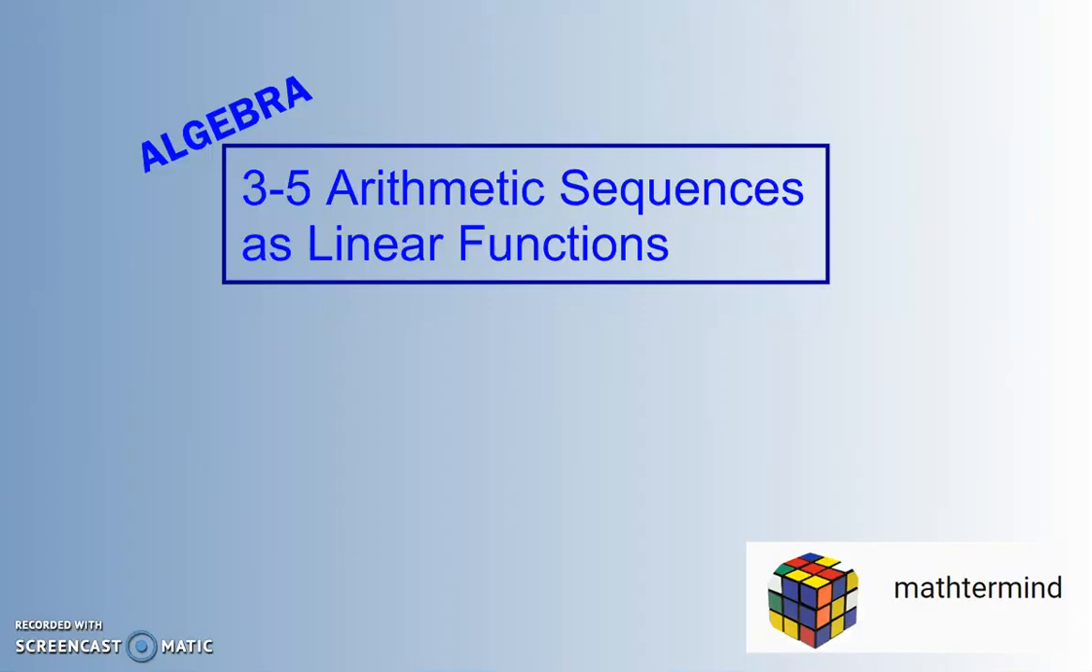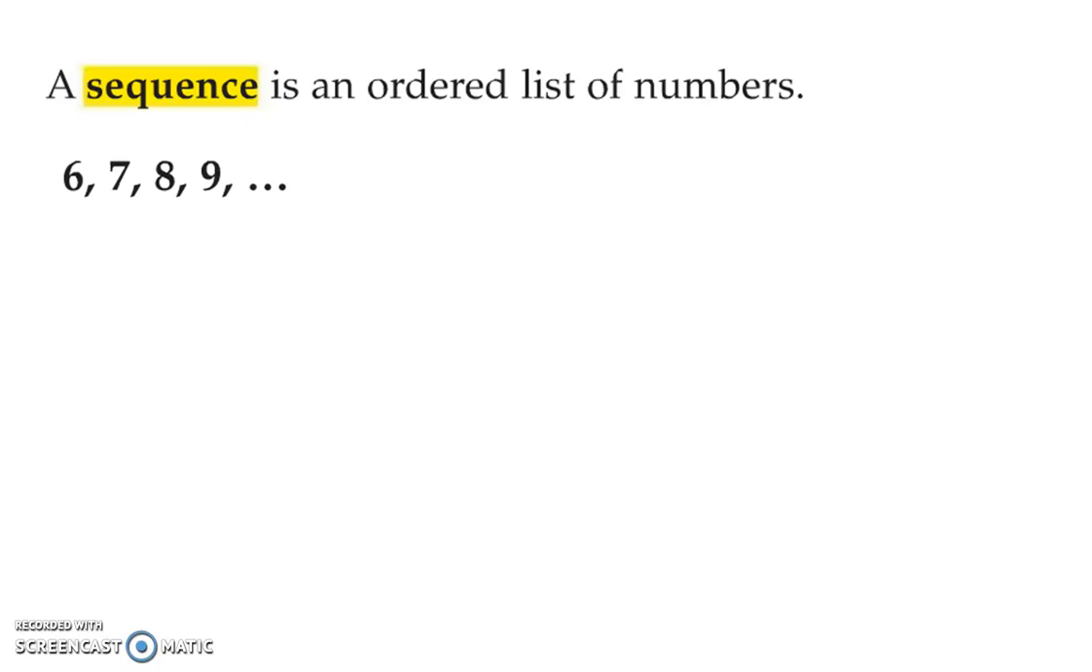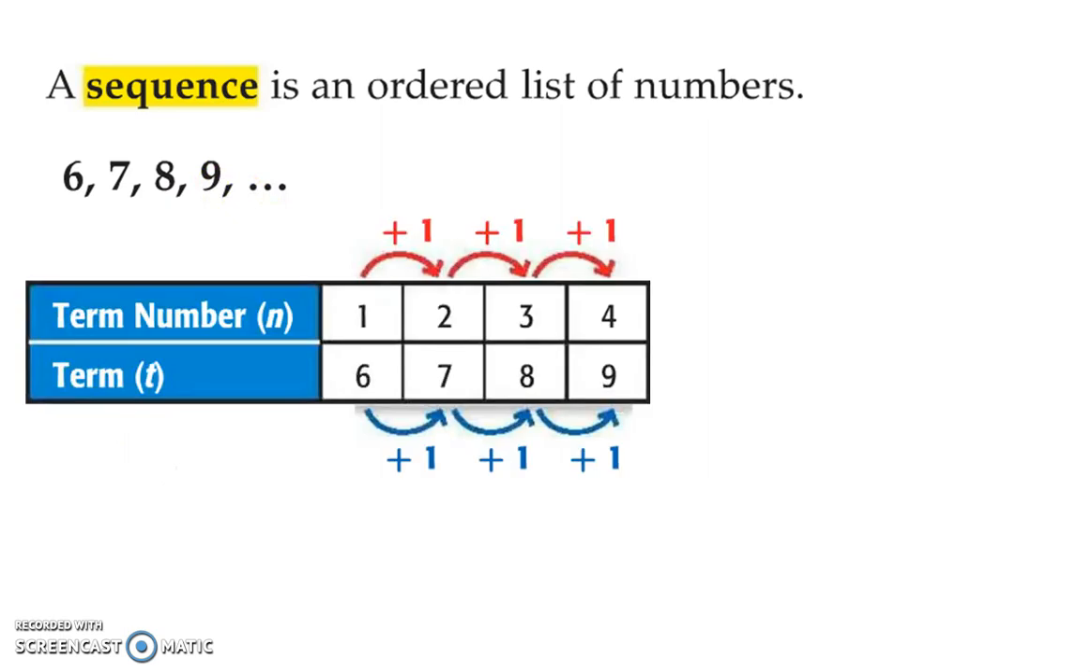Alright, here we go. Algebra 1, 3, 5, arithmetic sequences as linear functions. A sequence is an ordered list of numbers like 6, 7, 8, 9. In this list of numbers, you have the first number, 6, second number is 7. That's called the term number. The first number, second number, third number, fourth number.